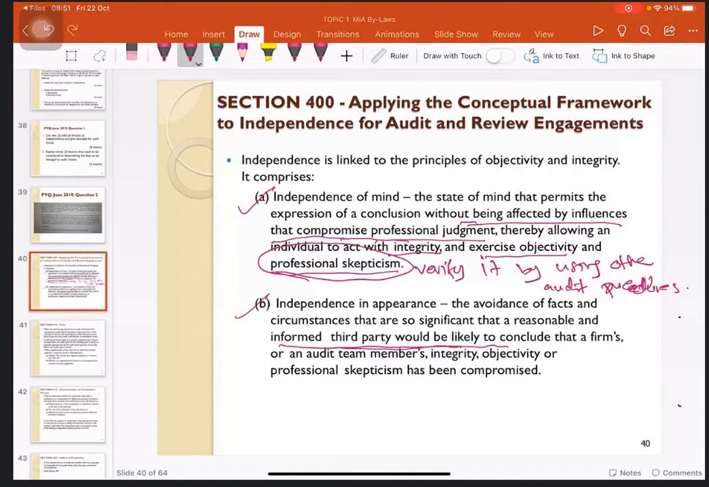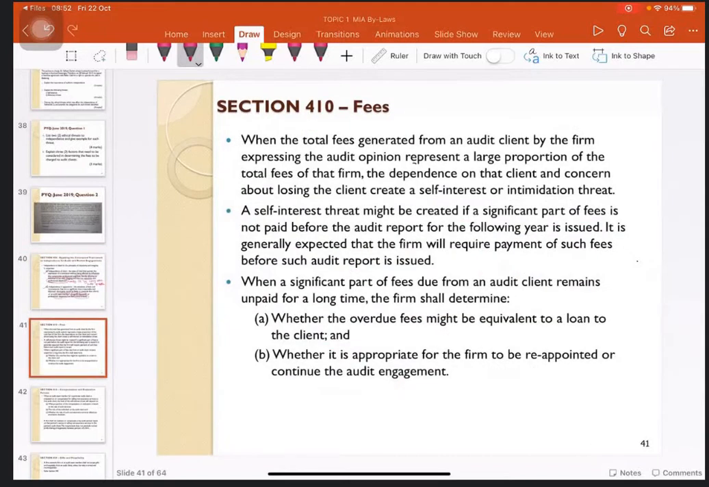Meaning that when we do audit work between auditors and client, we should have a gap. Okay, we must have a gap so that we are not too close with our client, because this one will affect our integrity, objectivity as well as our professional skepticism. Okay, we cannot compromise all these three elements. Can you understand, class, the meaning of independence of mind and in appearance? I think this one you ought to have learned in the first audit paper, okay.